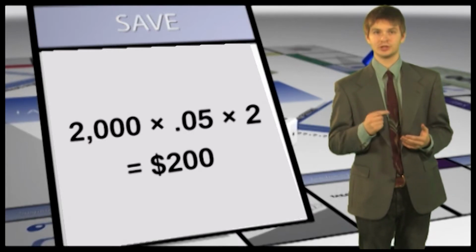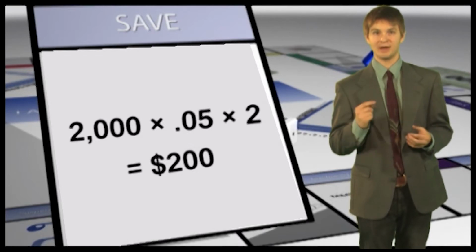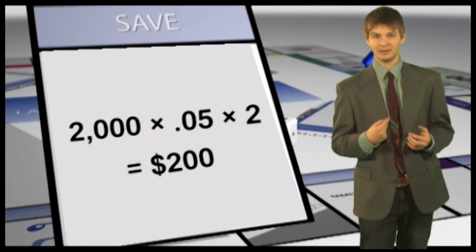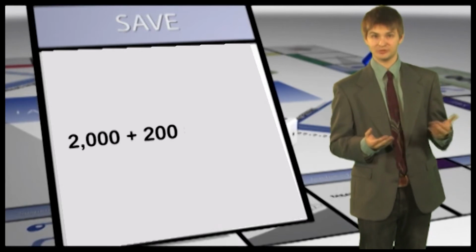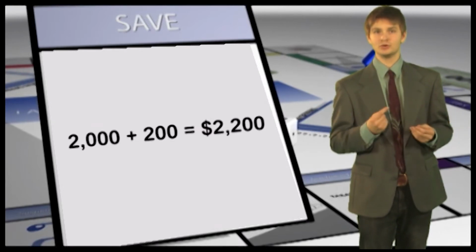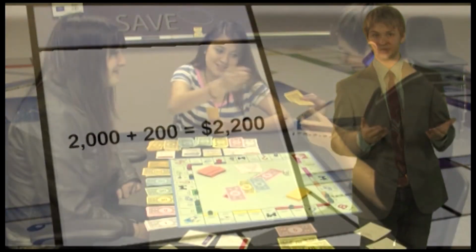Adding the interest charge to the loan amount, or principal, is the amount I will need to pay Maite back. So $2,000, the principal, plus $200, the interest charge, equals $2,200 to pay off the loan when it's due.